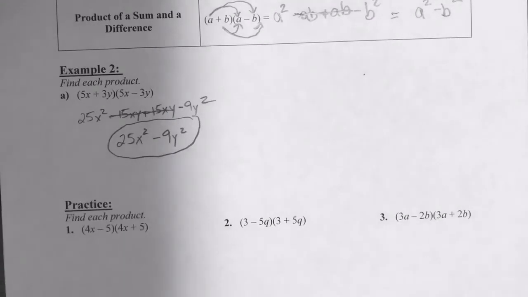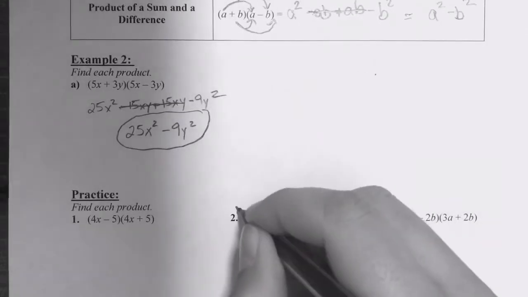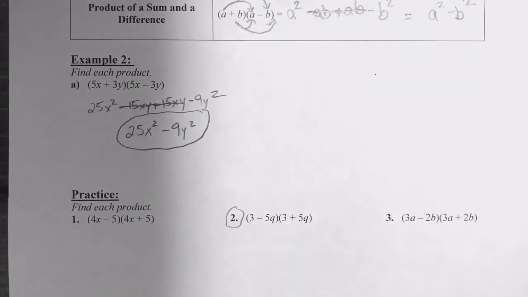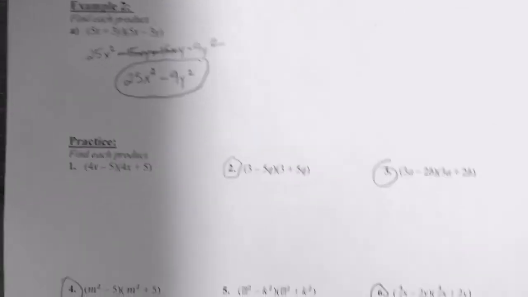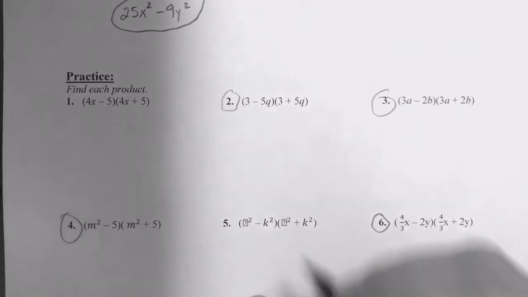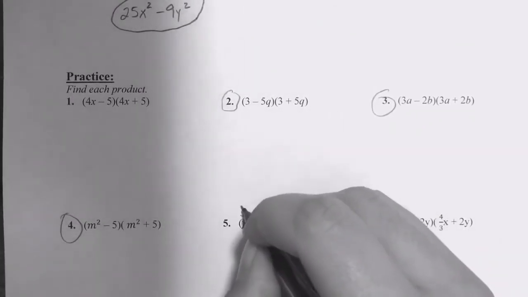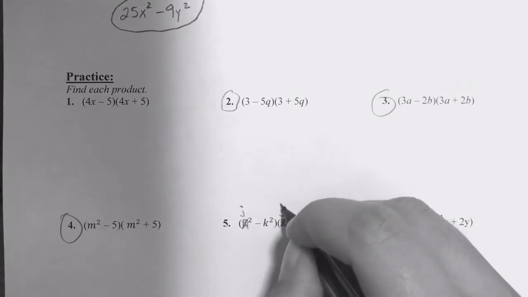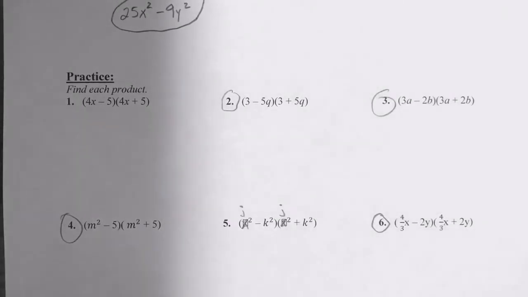All right. I want you to go ahead and do 2, 3, 4, and 6. The question marks here are J's. I don't know why it puts a question mark sometimes. But go ahead and pause the video and try 2, 3, 4, and 6.